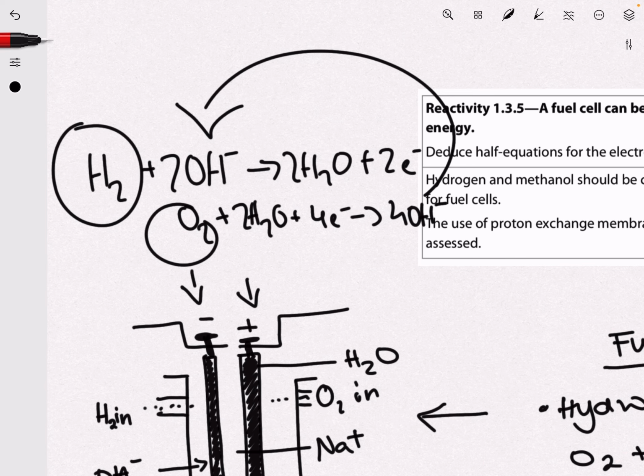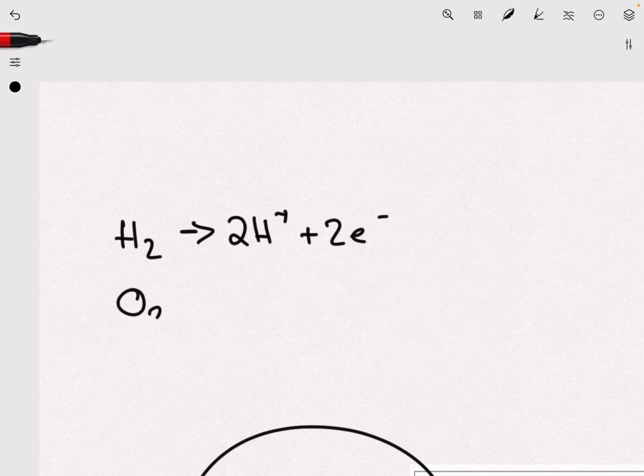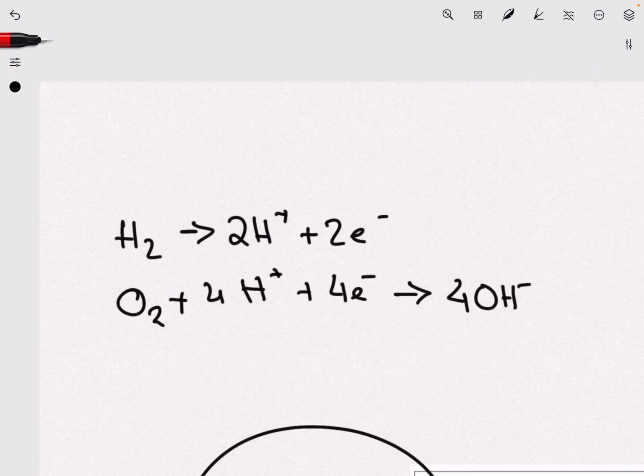For our phosphoric acid electrolyte, we will have still oxidation at the anode, but instead of 2OH, we will get the formation of 2 hydrogen ions with 2 electrons, and our reduction at the cathode would look more like this. Not exactly the same, but not all too different either.